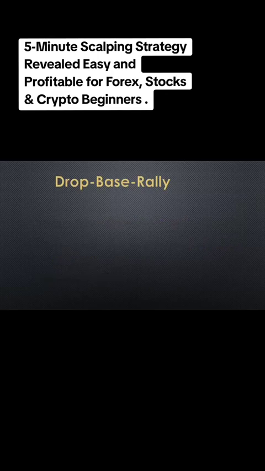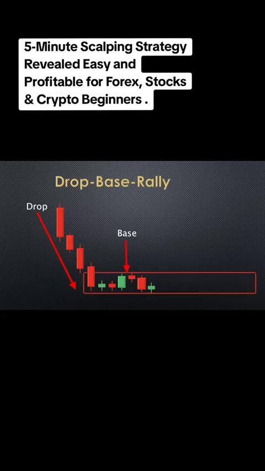Here's how it goes. The price drops. This is the market pulling back, often shaking out weak hands. Then comes the base, a consolidation phase where buyers start quietly accumulating. But here's where the magic happens. This isn't just consolidation, it's manipulation. The smart money is gathering strength. Finally, we see the explosive rally. Buyers take control, driving the market upward.